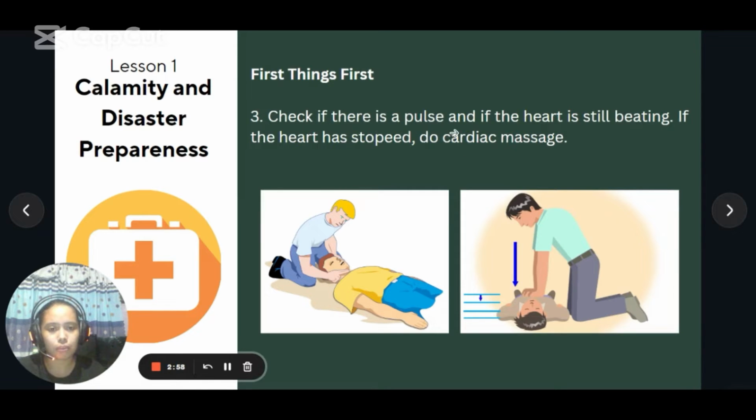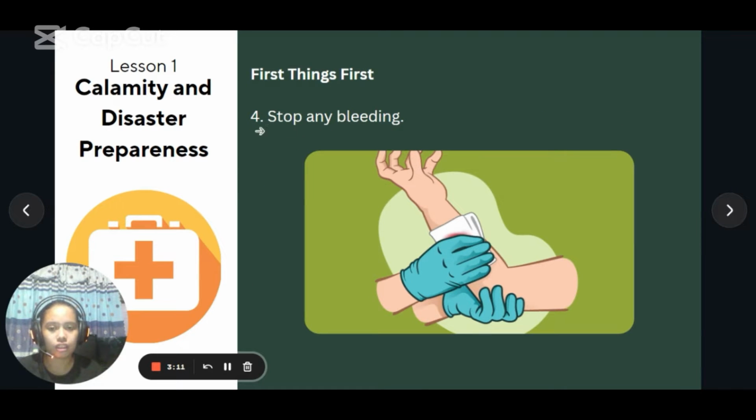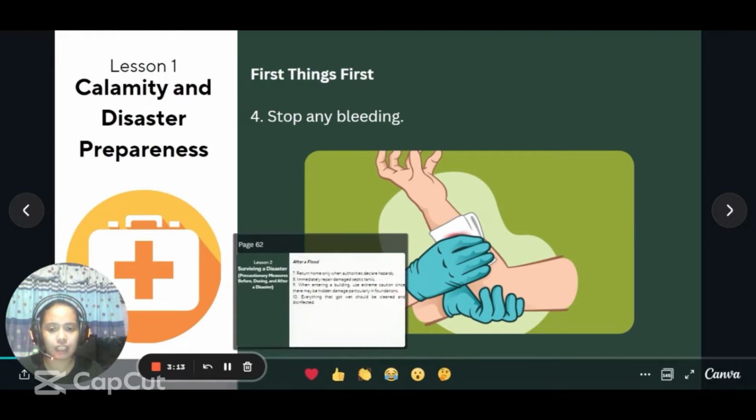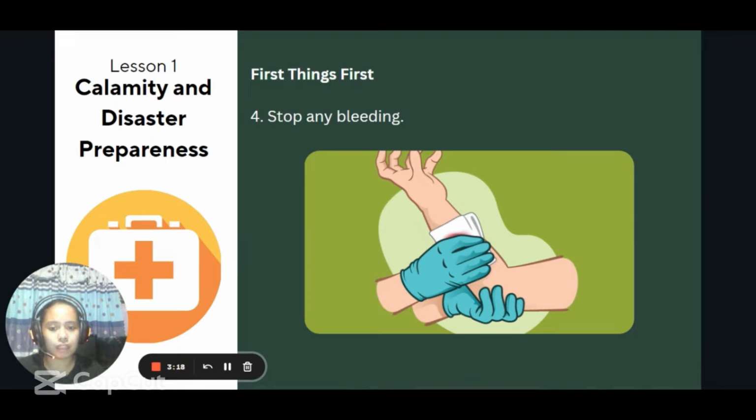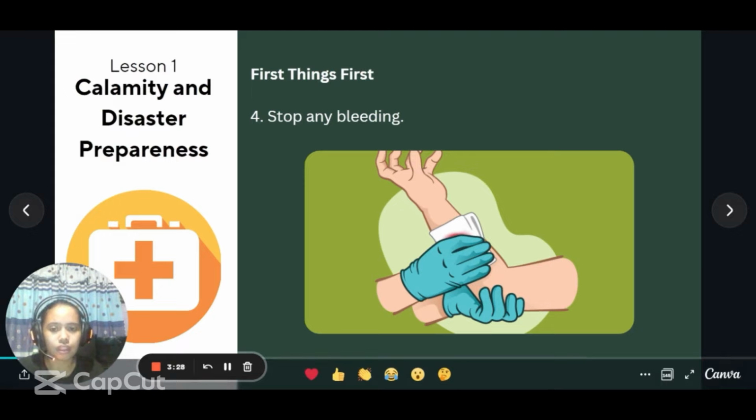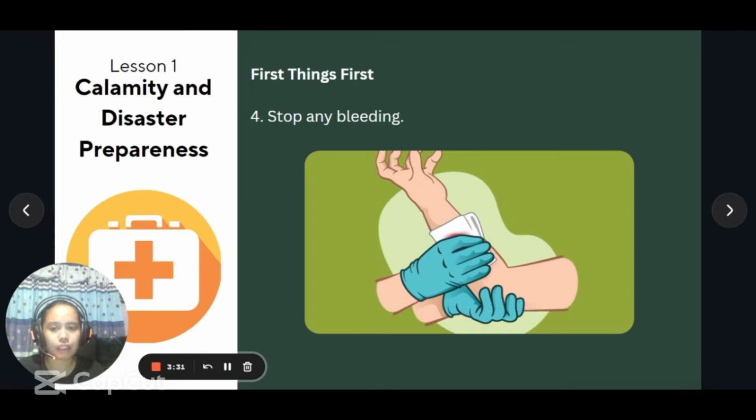So next, number 3. Check if there is a pulse and if the heart is still beating. If the heart has stopped, do cardiac massage. And 4. Stop any bleeding. If the victim is bleeding, wrap the wounds with a fresh cloth until the bleeding stops, and press firmly with the palm of your hand.